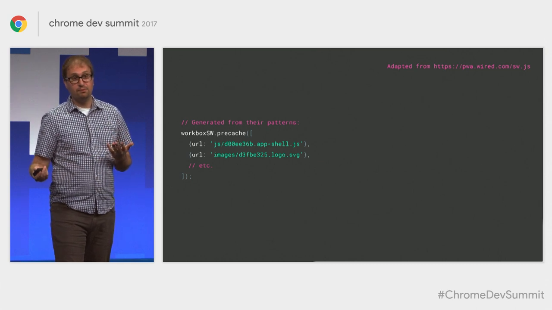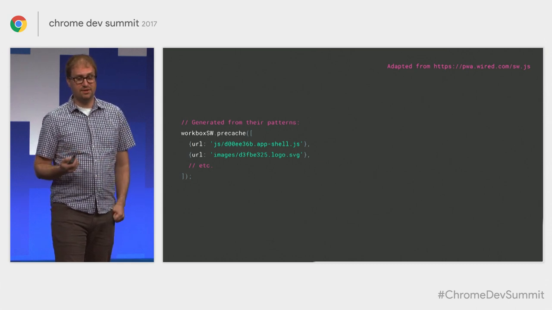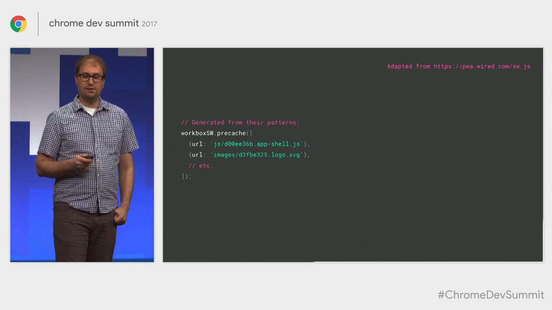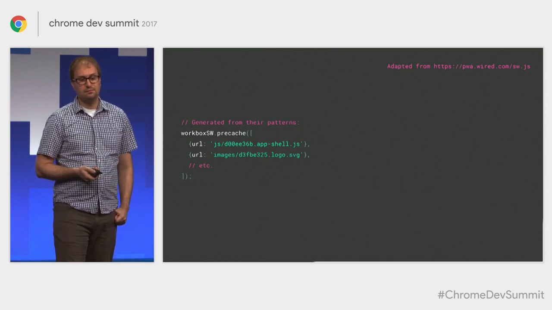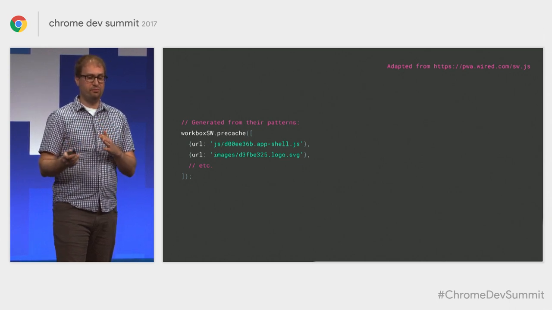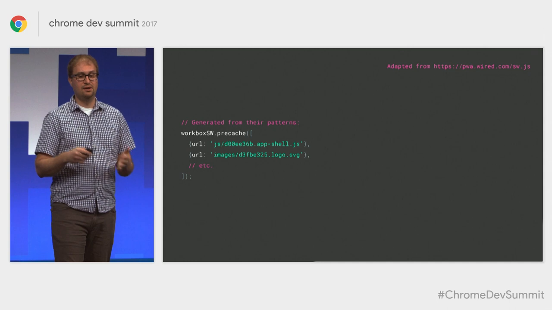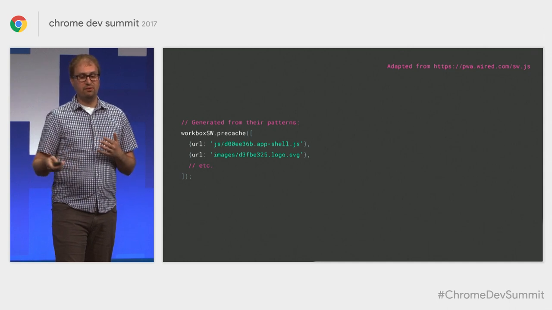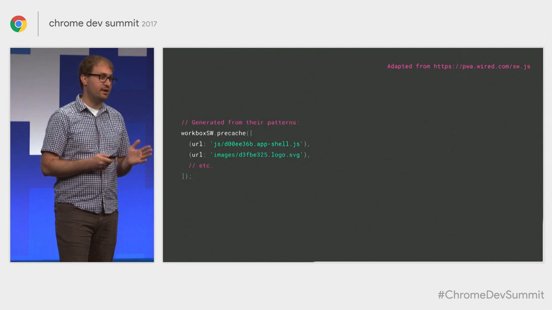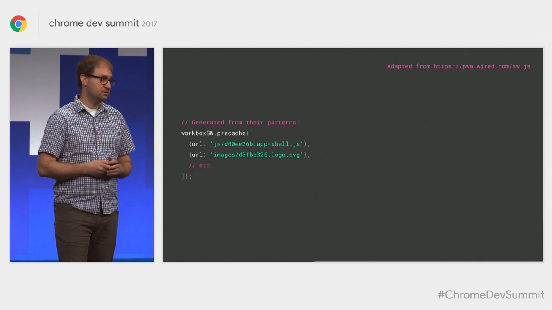And when they run the Workbox CLI, each time they rebuild their site, that configuration leads to a section of their service worker that looks something like this. It contains that manifest that we talked about before with a list of versioned URLs to precache. And each time they regenerate their site, the list will also be regenerated to reflect their current assets and the current versions of each.